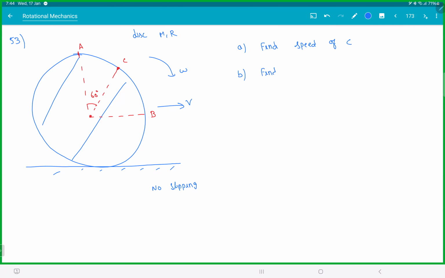Find the number of points on the disk with speed V. Velocity of the center of mass is V. Second is a good question, proper mains level question. Find number of points on the disk with speed V. Find radius of curvature of A and B. Hope you remember radius of curvature in circular motion.